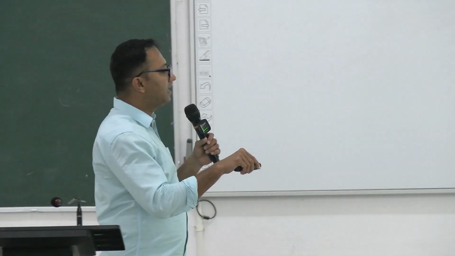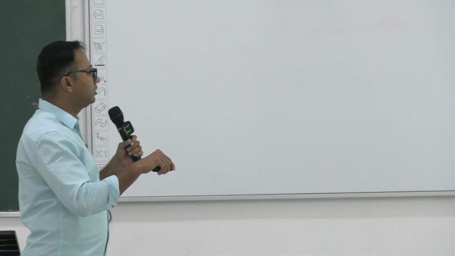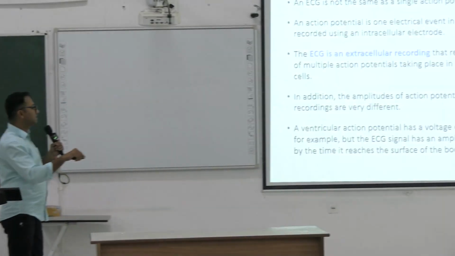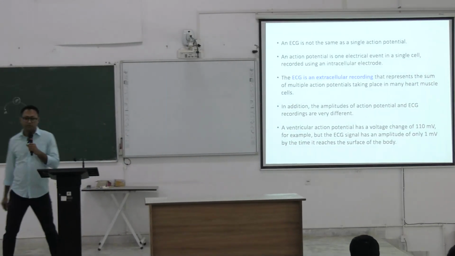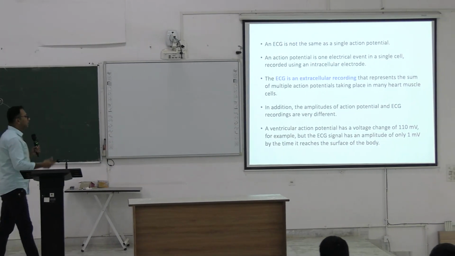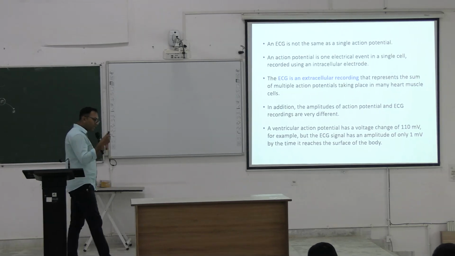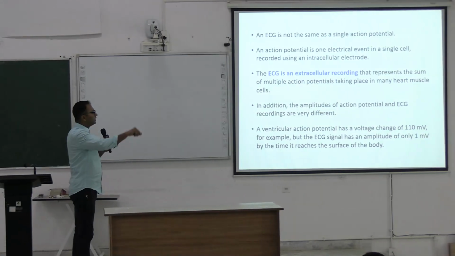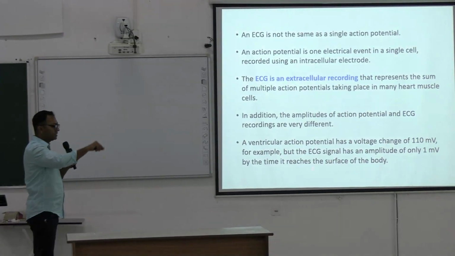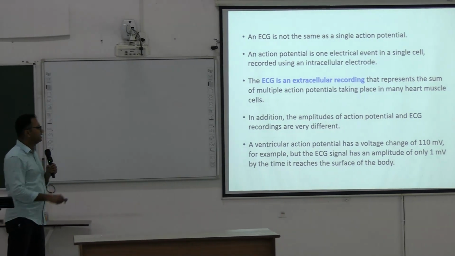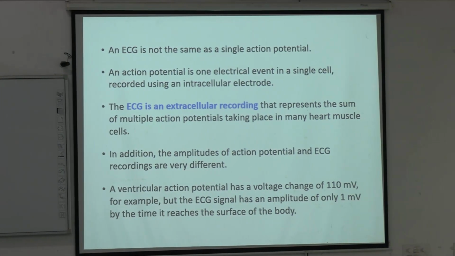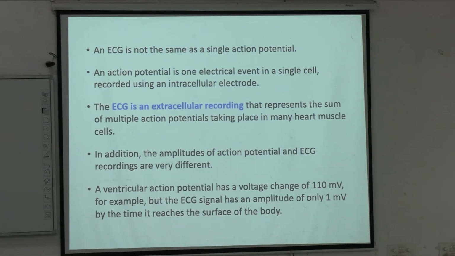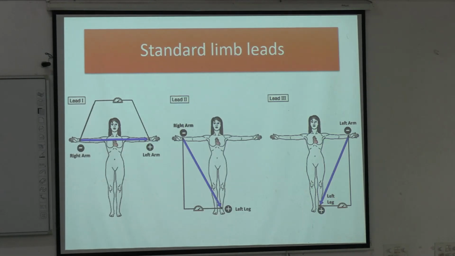But in ECG signal, an amplitude of only 1 millivolt by the time it reaches the surface of the body, right? Okay, I'll come to it. So here is the major difference. The voltage change or the change in membrane potential, delta Vm, is 110 millivolt approximately in case of action potential, and it is about 1 millivolt in case of ECG.